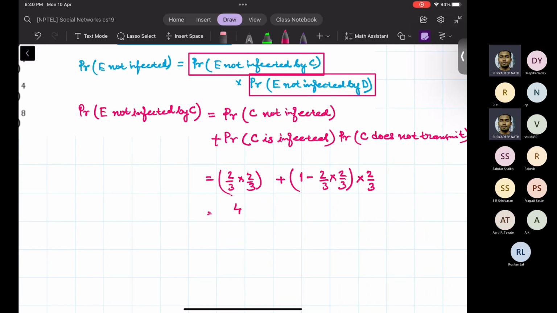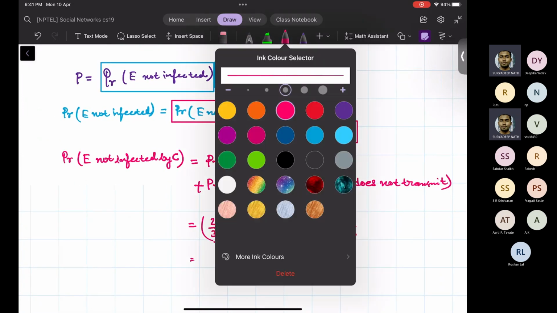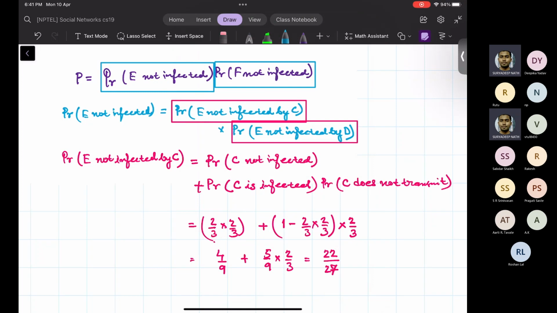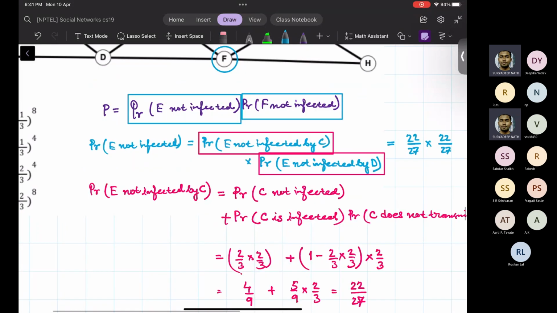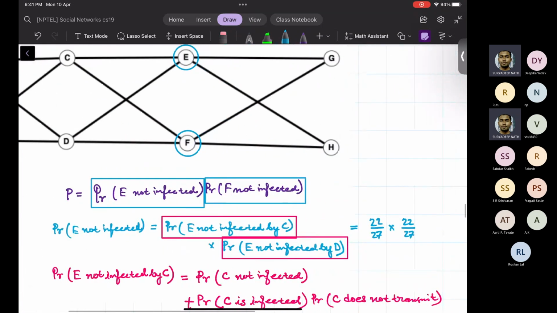So basically it becomes 4/9 plus 5/9 into 2/3. So that would be 22/27. So this is the probability that E is not infected by C. So therefore the probability that E is not infected by D would be 22/27 as well, because the probability of E not getting infected by D is the same as the probability of E not getting infected by C due to the symmetrical nature of the graph.